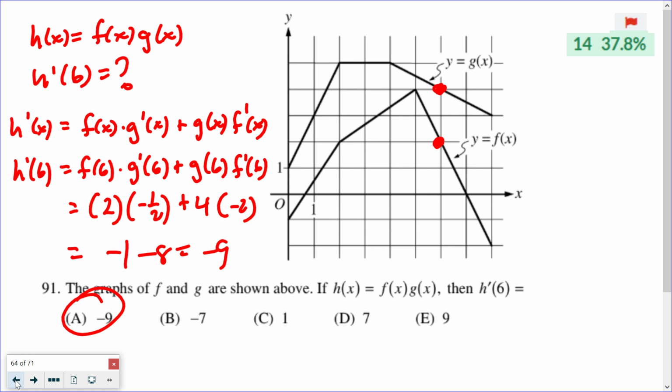Oh my gosh, we are doing well. Good job. Does anybody have any questions? You just had to do the product rule, and then f of 6 is just on the graph. But when they do the derivatives, it's just the slopes. This f prime is down 4 over 2. G is down 2 over 4. That's it. Everybody gets a shot.